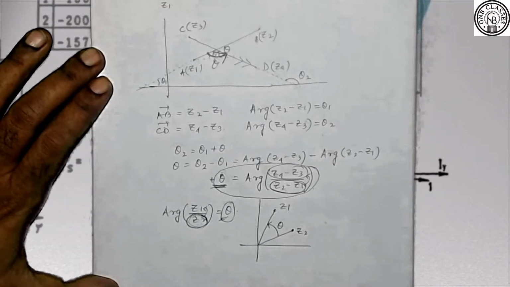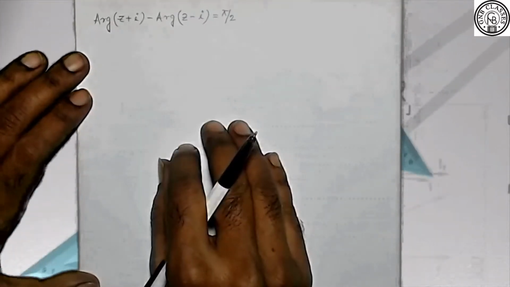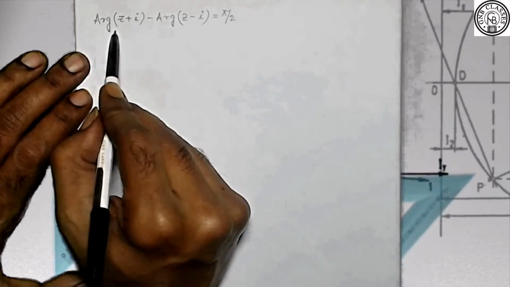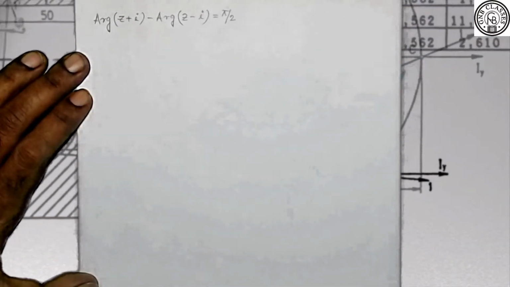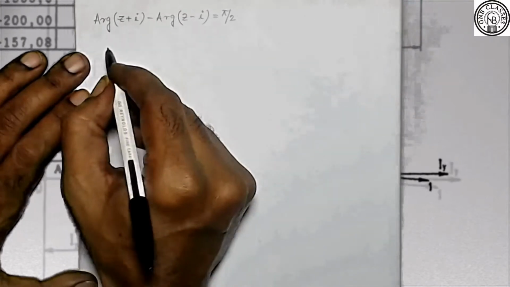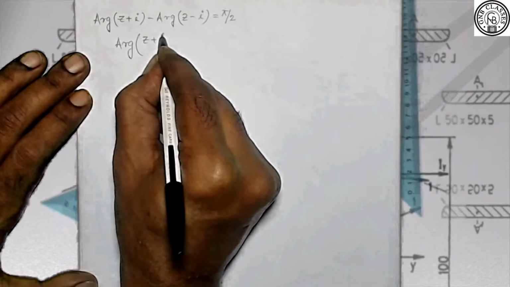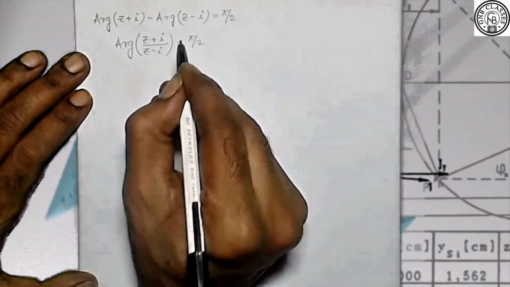This way you must remember. Is it clear? Let us take a problem based on this. The question is, locate the complex number z on the complex plane where argument of z plus iota minus argument of z minus iota is pi by 2. Is it clear? So this can be written as argument of (z plus iota) by (z minus iota) equals pi by 2. Tell me yes or no.